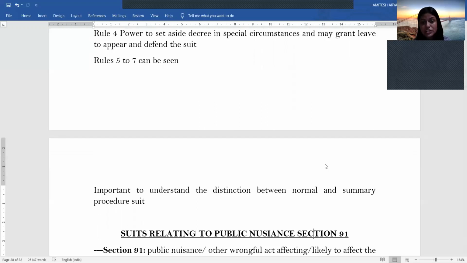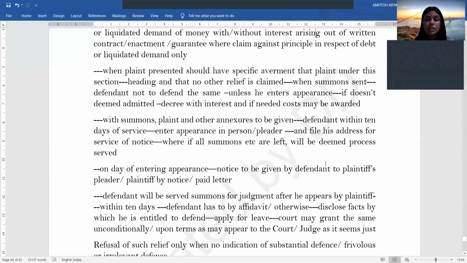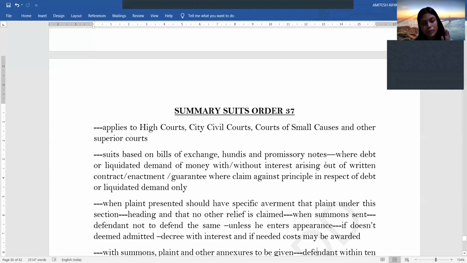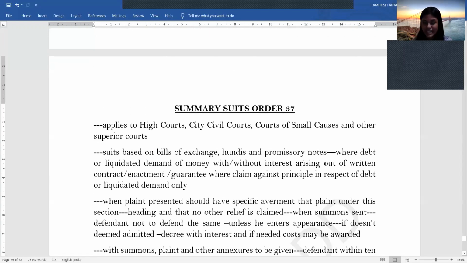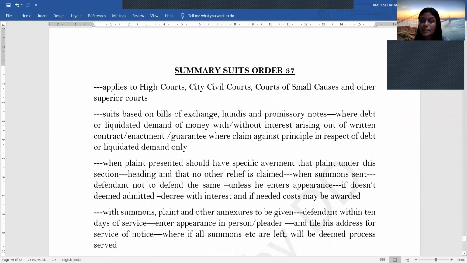However, it is important to understand the distinction between a normal and a summary procedure suit. What are the distinctions you have to see? The first distinction is what class of suits it applies to. Coming back to the summary suits part, you have to see who it applies to, what the suits are, what the subject matter is, and what the plaint should contain. Here the summons is not sent to the defendant for defending the same; first he'll appear and then he'll take the leave of the court to defend.